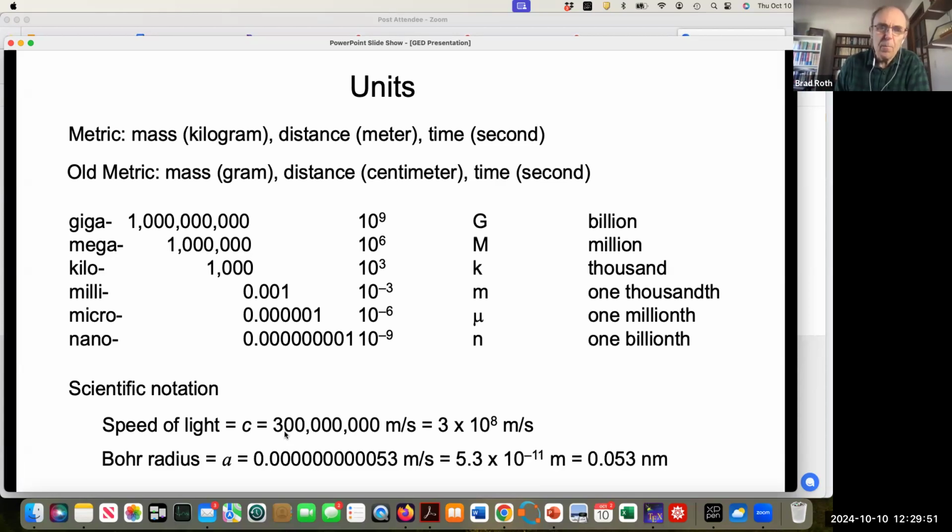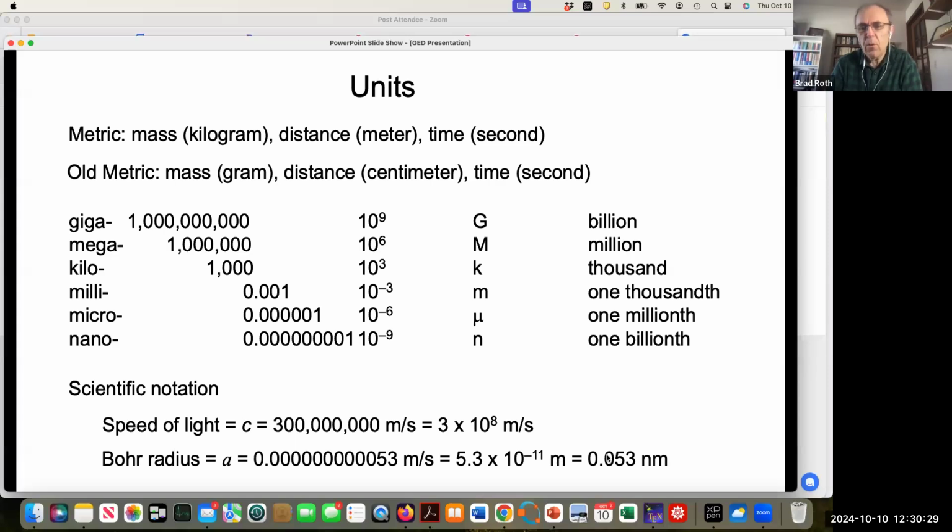Another example, the Bohr radius. It's a really small number, 0.000000000053 meters. Oops, it shouldn't be meters per second. It should be just meters. It's a typo. Well, again, if you move your decimal point over 1, 2, 3, 4, 5, 6, 7, 8, 9, 10, 11 places, you'll reach 5.3, and then it'd be times 10 to the minus 11. So the Bohr radius is 5.3 times 10 to the minus 11 meters.